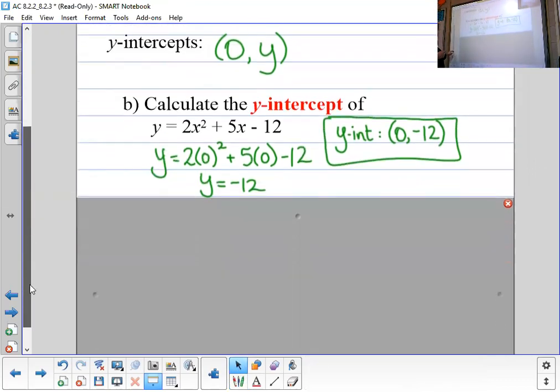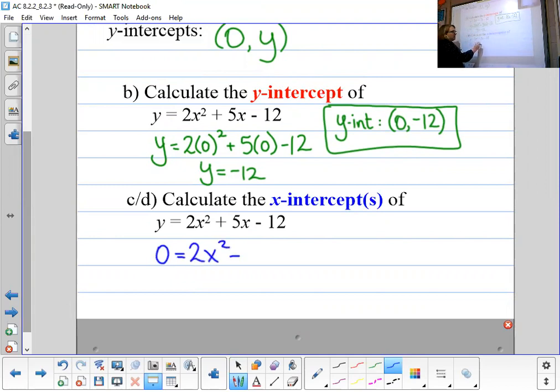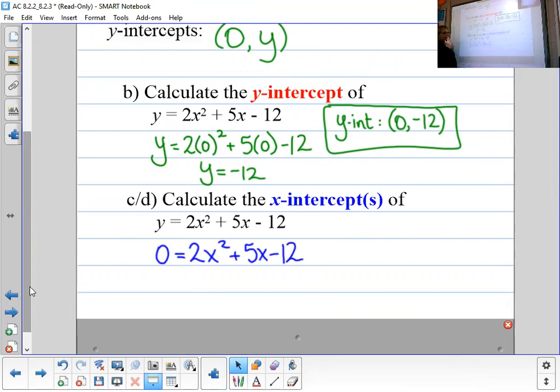Okay, what if I said, find me the x-intercepts of this equation? I plug 0 in for y. So I've got 0 equals 2x squared plus 5x minus 12. This one doesn't seem quite so straightforward as the y-intercept. How do I solve this equation for x? Add 12 to both sides. Okay, that would give me 12 equals 2x squared plus 5x. I've got x's in 2 spots. Do you know how to solve an equation like that?